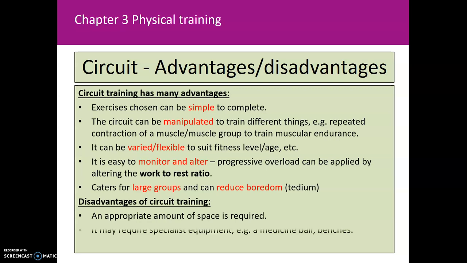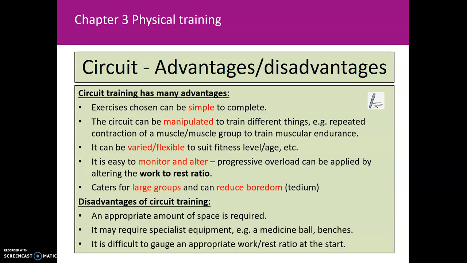What are some of the disadvantages of circuit training? Well, there are threefold, really. We need an appropriate amount of space to be able to do a circuit, which is a disadvantage because some people might not have that space. You sometimes need specialist equipment, which might include medicine balls, benches, and so on. And sometimes it can be difficult to gauge the relevant work to rest ratio at the start.